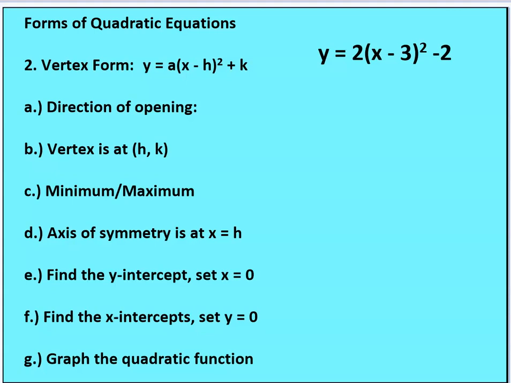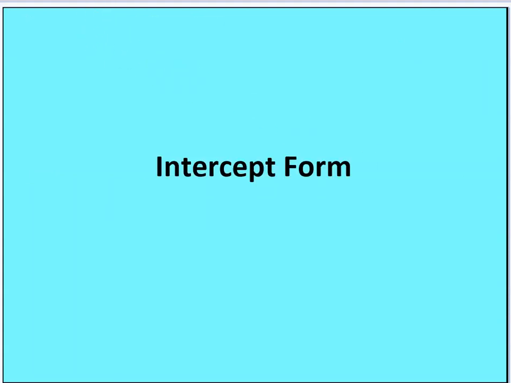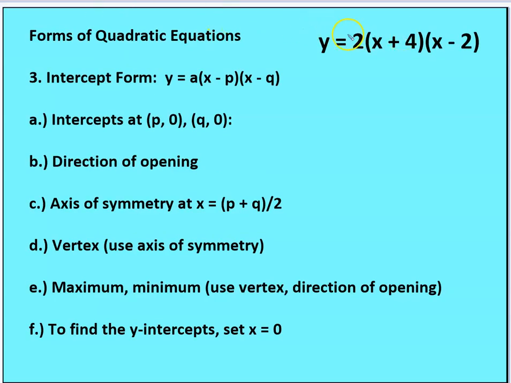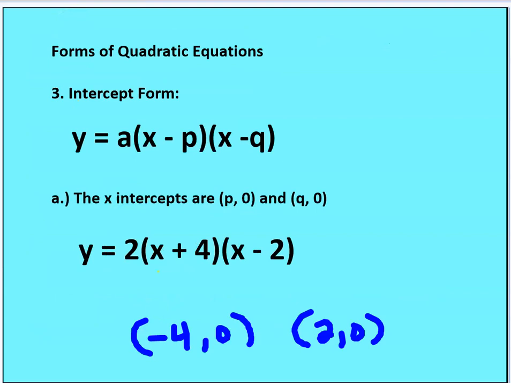Okay, so the last part of this is intercept form, second section. Remember I said there's a lot of information. Intercept form: y is equal to a times (x minus p) times (x minus q). Same thing here. I'm going to find this information in this order. So let's walk through this: intercepts, direction of opening, axis of symmetry, vertex, maximum, minimum, and then the y-intercept.